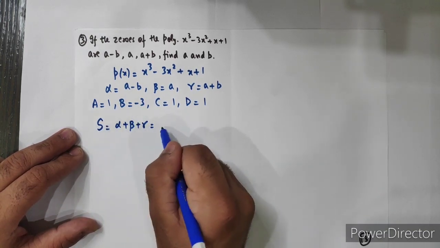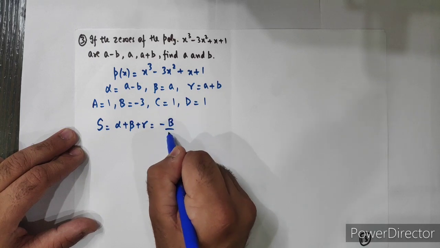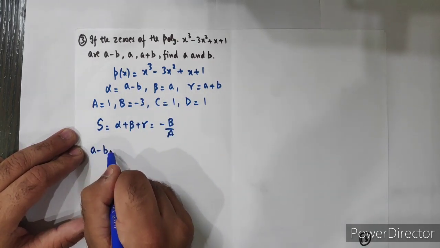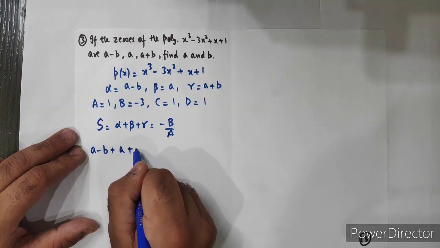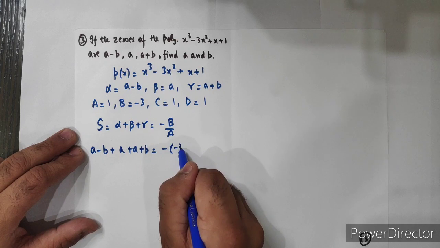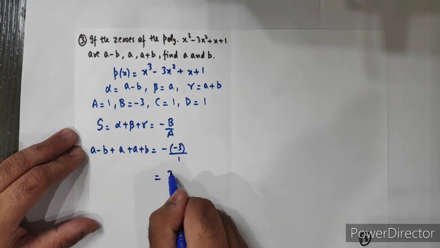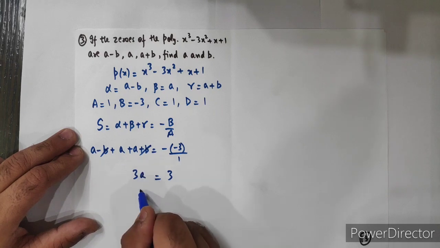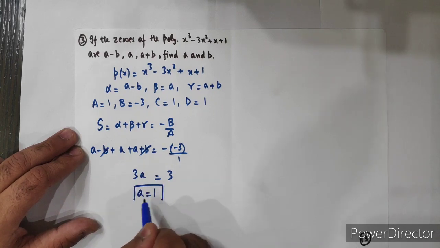We know that this sum is equal to minus B upon A. So if we substitute the values here, alpha is a minus b, plus a, plus a plus b, and minus of B, what is B here? Minus 3, and this is 1. So the right side is 1. Now b and b will cancel. 3a is equal to 3. So the value of a is coming out to be 1.